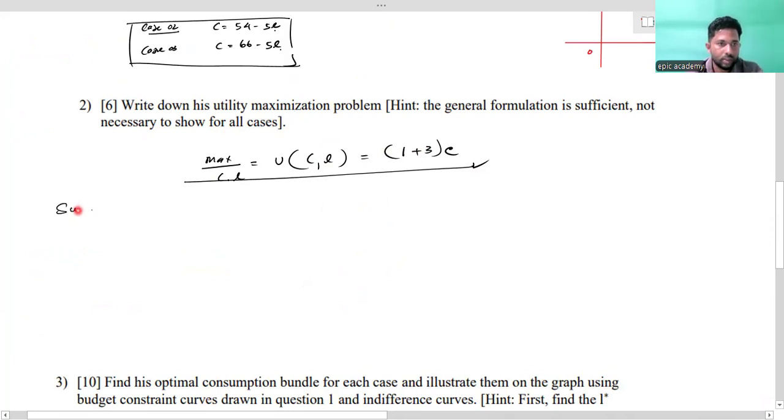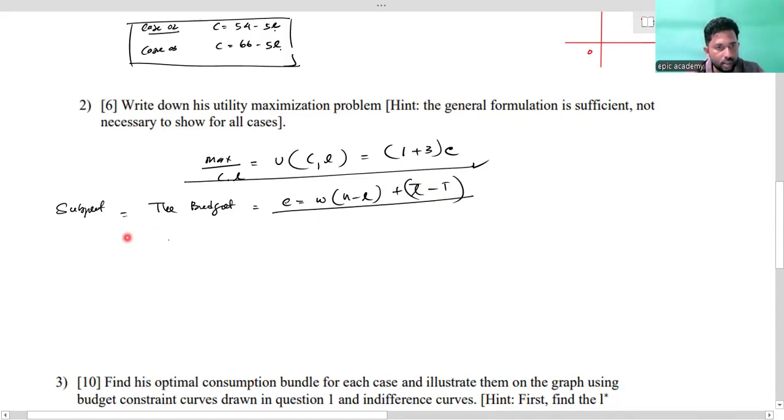What are they? The first one is the budget. You can't exceed the buying ability of the person. That is why we call this the budget constraint. C equals W times H minus L plus, sorry, 5 minus T. Yeah, 5 minus T. This is the budget constraint.